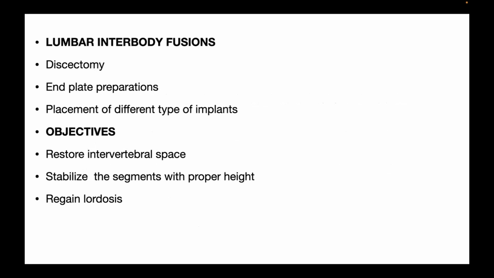Lumbar interbody fusions mainly involve 3 steps: removal of the intervertebral disc, preparation of the end plates, and placement of different types of implants, which are mainly cages or autografts. The main objectives of interbody fusion remain to restore the intervertebral space, stabilize the segments with proper height, and regain the lordosis.